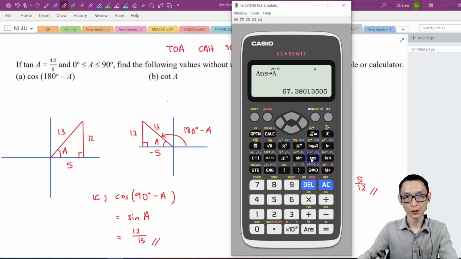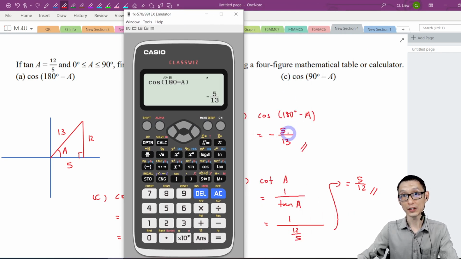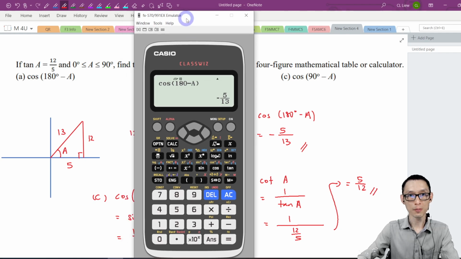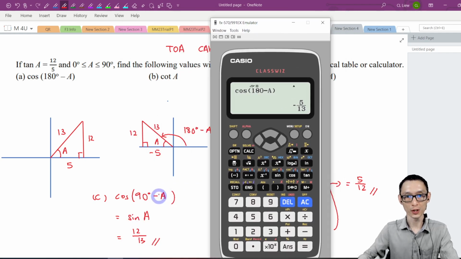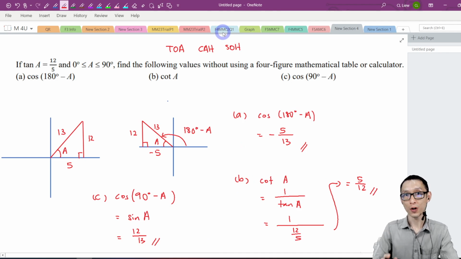Okay, so cosine of 180 degrees minus A. Is that correct? Our answer is negative 5 over 13. So how about this one? Cosine of 90 minus A. Okay, so our answers are correct. Now let's try one more question.